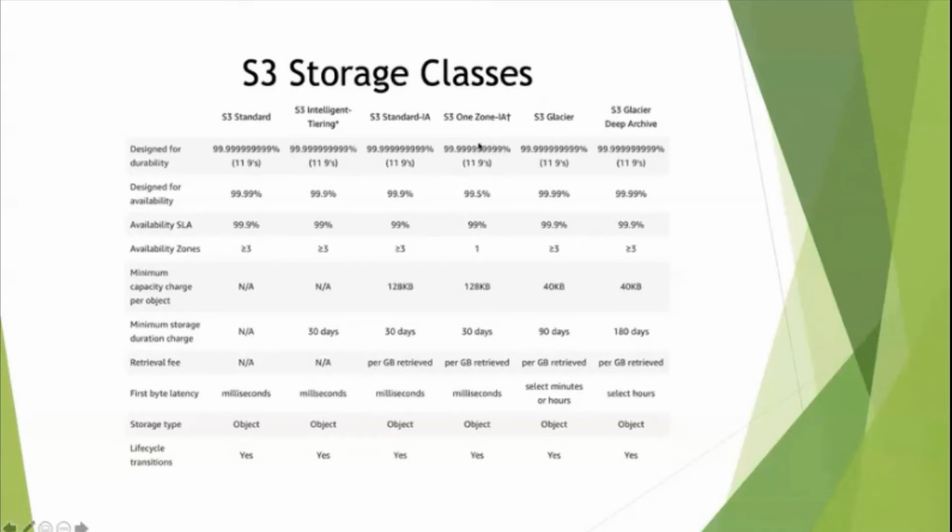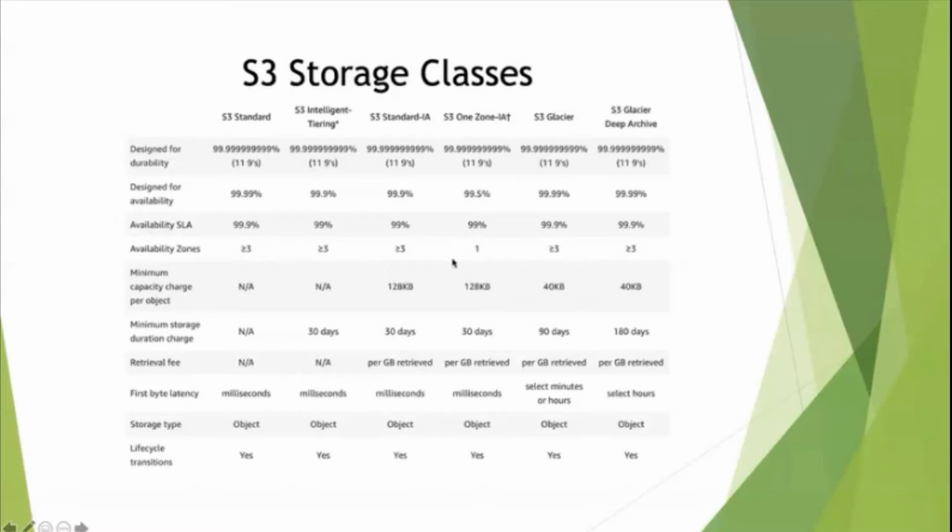And as the name suggests, for One Zone IA, it stores your data, or the copy of your data, within only one availability zone. So if that particular availability zone goes down, you will literally have zero access to your data. But you can see over here, for all your other data, the object is replicated across a minimum of 3 availability zones. But One Zone IA is only in one particular availability zone.